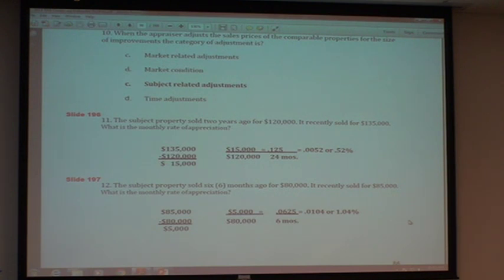Spend a little time on 13 with your adjustment grid. Once you finish 13, you can roll right into 14 with a similar type of information. Thirteen is pretty straightforward in the fact that it gives you the adjustment amounts, gives you the size adjustment amounts, gives you the heat and air, and the garage.